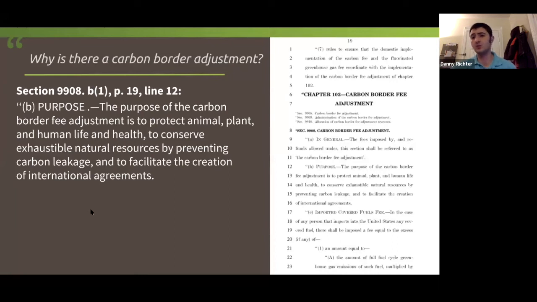But as we were going through this, staffers who were ahead of the game, they would highlight this second paragraph of section 9908 because it sounded kind of weird to them. And so what I did is I would start going in there. I would have my section by section. I would have the full bill text, and I would actually read this purpose. The purpose of the carbon border fee adjustment is to protect animal, plant, and human life and health, to conserve exhaustible natural resources by preventing carbon leakage, and to facilitate the creation of international agreements.